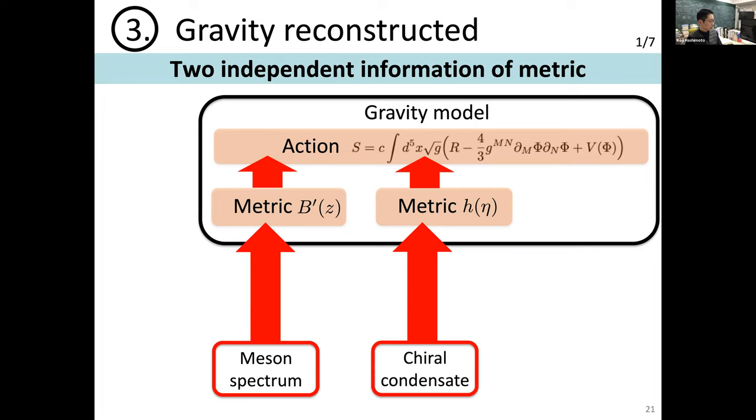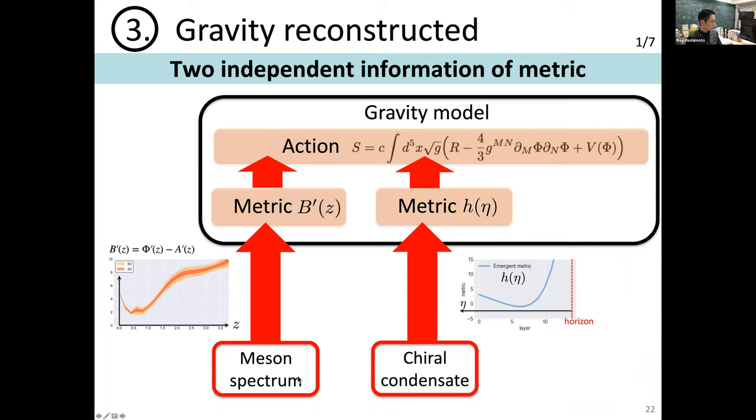So a brief review of the previous section: if I use the rho meson spectrum, then I got B prime Z, which is the combination of dilaton and metric. And it was given by this shape of function. On the other hand, from the finite temperature chiral condensate data, I got this H of beta, which is a combination of the temporal part of the metric and the spatial part of the metric. And I got this shape. Let me use B prime first.